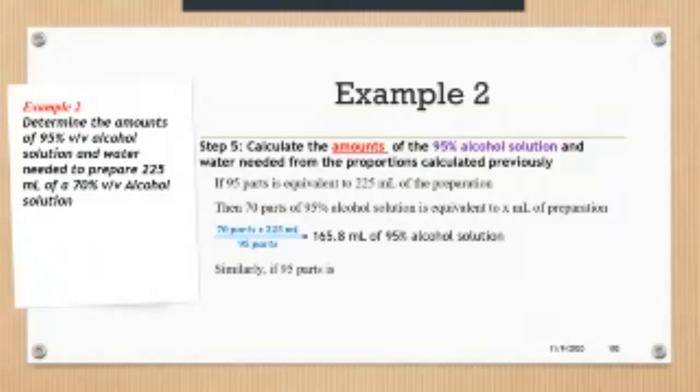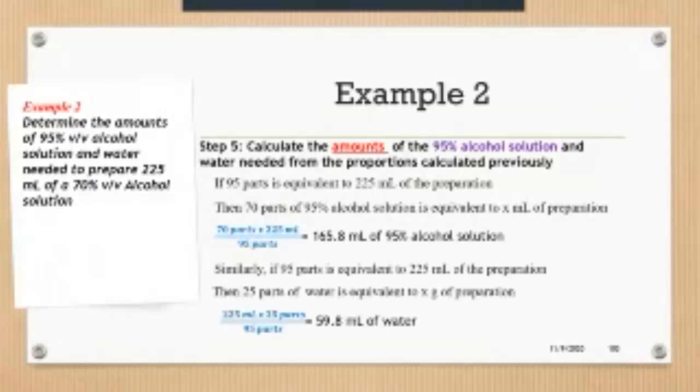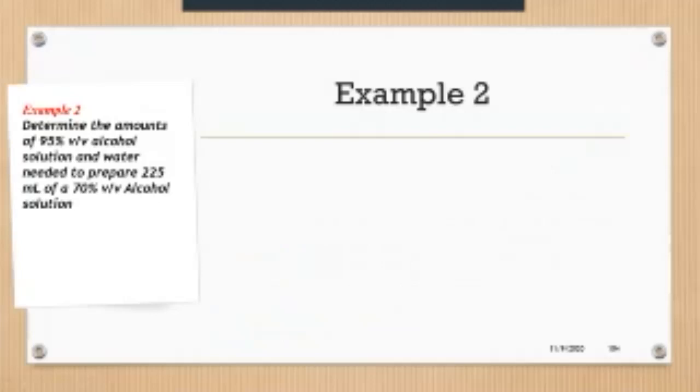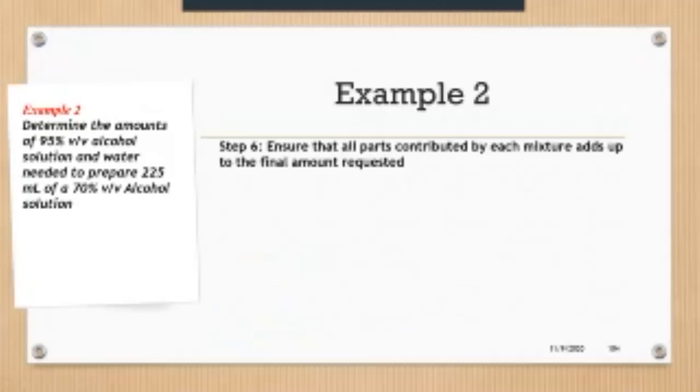What about the water? If 95 parts is equivalent to 225 mils, then 25 parts will represent 59.8 mils of water. Okay, again, it's advisable to calculate the number of mils that would be representative for one part, and then you just simply multiply that by 70 parts to get the number of mils. So ensure all the parts that are contributed by each of the mixtures add up to your final volume.